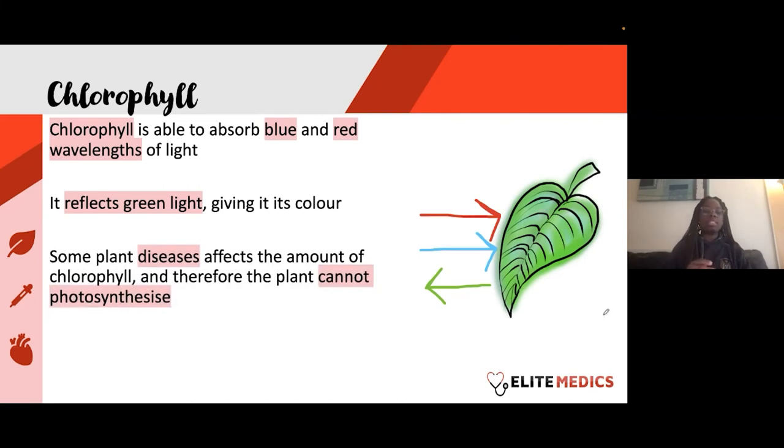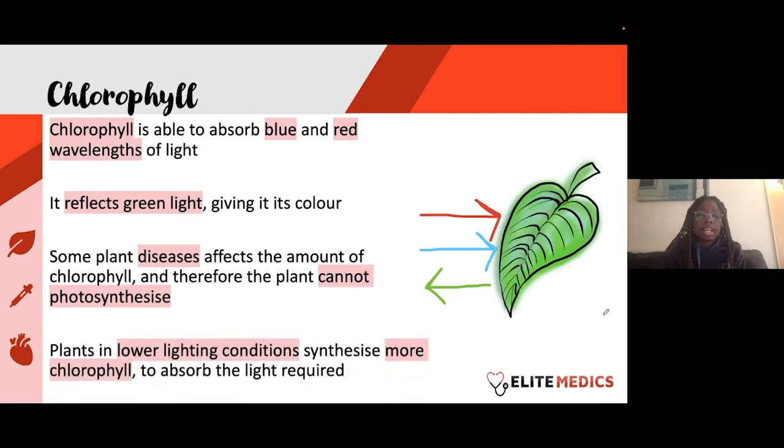But some plant diseases basically cause the amount of chlorophyll in the plant itself to be decreased, or not to be as much as it should be. So the plant would not be able to photosynthesize as it should. Plants in lower lighting conditions synthesize more chlorophyll to absorb the light required. So if there's not a lot of light, the plant is really smart. It'll be like, okay, there's not a lot of light and I need to maximize the amount of light that I can get into myself in order to facilitate photosynthesis.